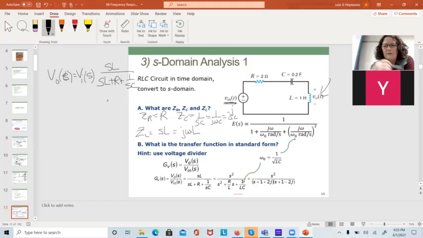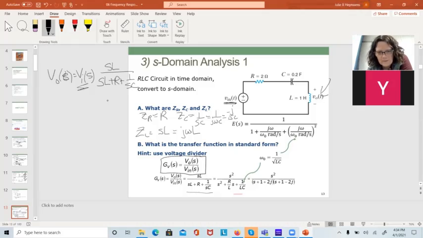And if I wanted to find the transfer function relating the output to the input, if I didn't know what the input was, or maybe the input's variable with time, I would call this V out over Vn. I just divide this equation by Vn, and I get SL over SL plus R plus 1 over SC. We're going to multiply that by S over S and divide by L. Why did we do that? To get it into a more standard form.